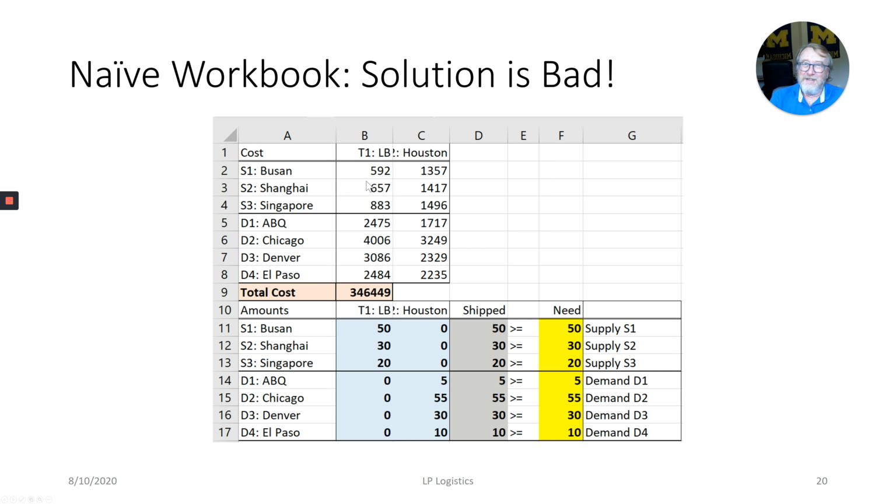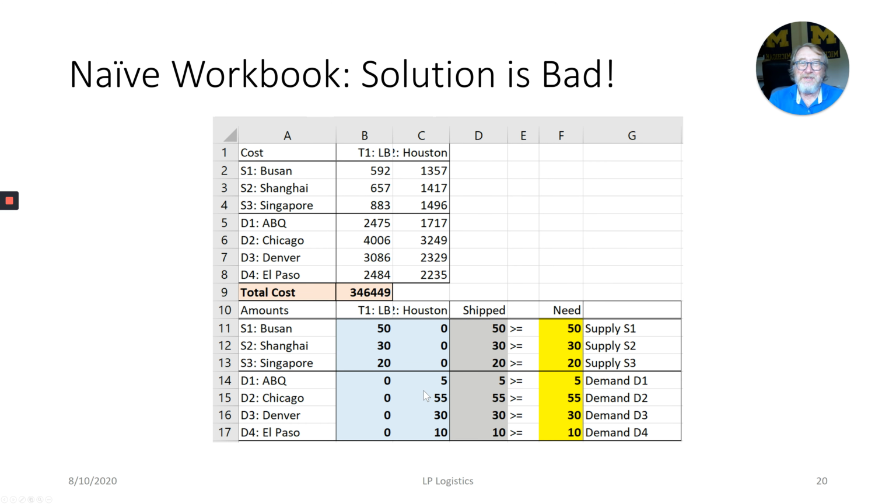taking up the space that he or she needs to operate their terminal there. Well, that's pretty bad, but even more magical is that nothing's going into Houston. Bunch of goose eggs. But look at that, we're shipping stuff out of Houston. We're shipping 5 containers from Houston to Albuquerque, which is its demand, 55 to Chicago, which is demand, 30 to Denver, and 10 to El Paso. So I don't know, maybe there's some sort of black hole that these containers fall into in Long Beach and then magically appear in Houston. But obviously, some sort of magic going on.